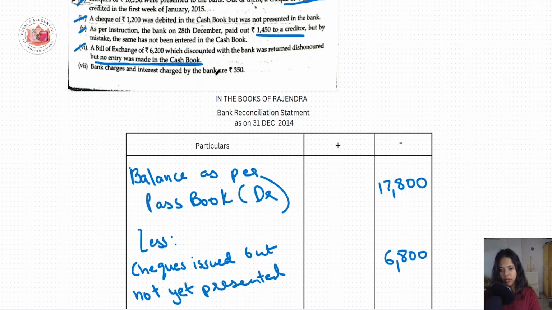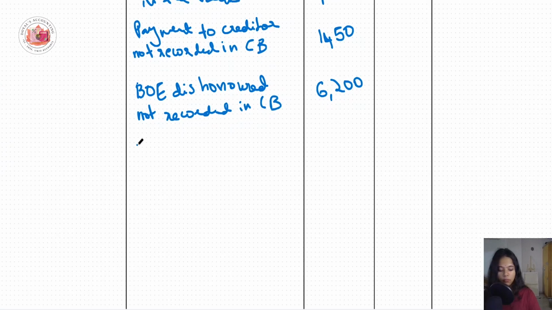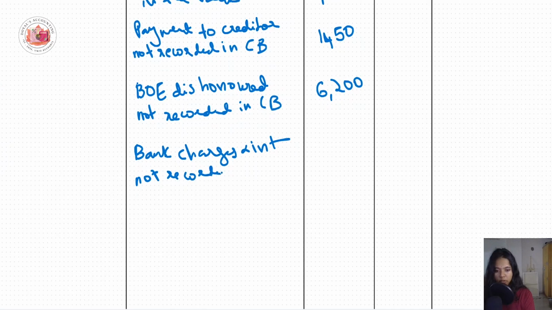Bank charges and interest charged by the bank are rupees 350. This has not been recorded in my cash book. Again, my cash book balance is more to the extent of 350 than my passbook, and to equalize, I'll have to add. Bank charges and interest not recorded in cash book, rupees 350.